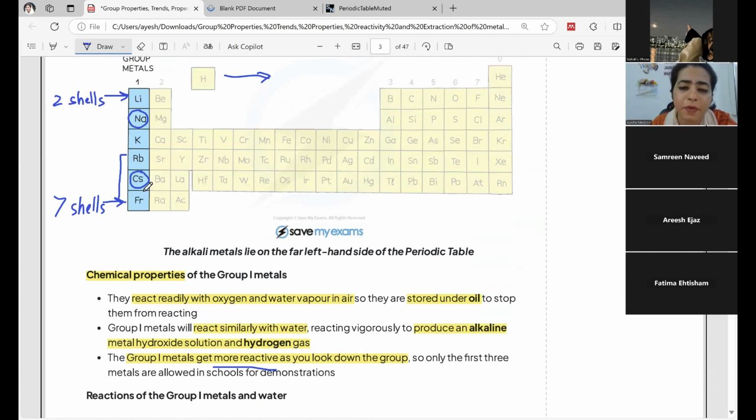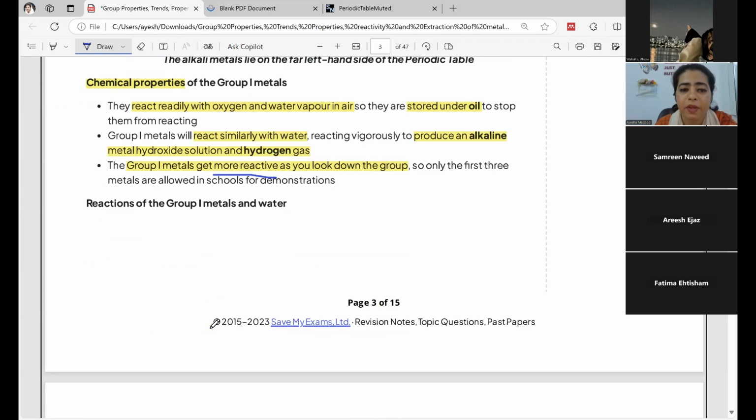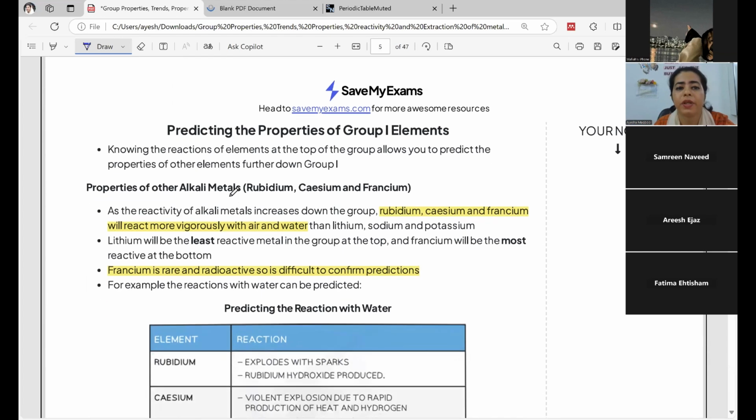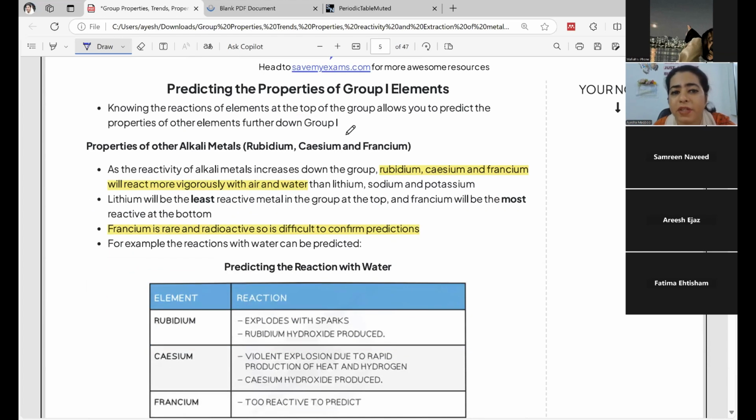Periodic table will always be given to you. You can just go back to the periodic table and see where they are placed, how they are linked with each other, and then you can just explain. So that is known as predicting the properties. Same they're doing over here, predicting the properties of the group 1 metals rubidium, cesium, and francium.